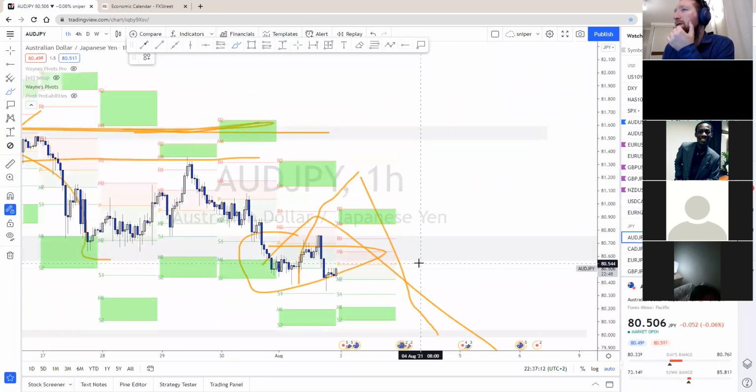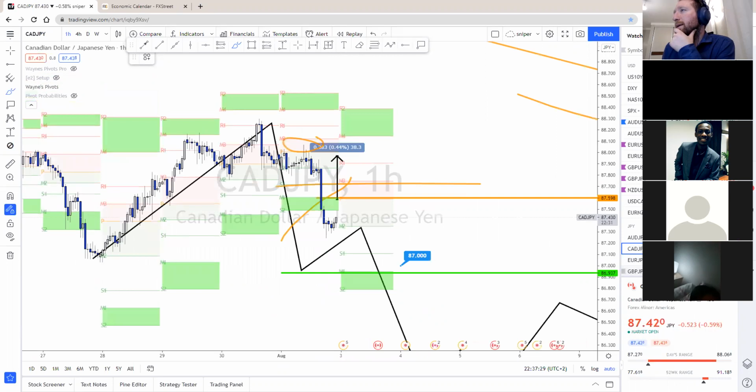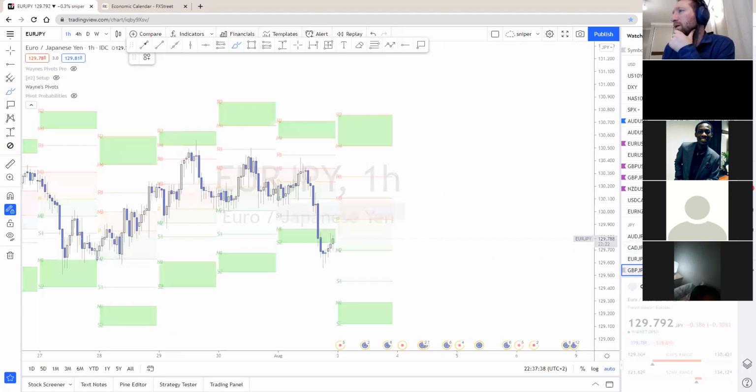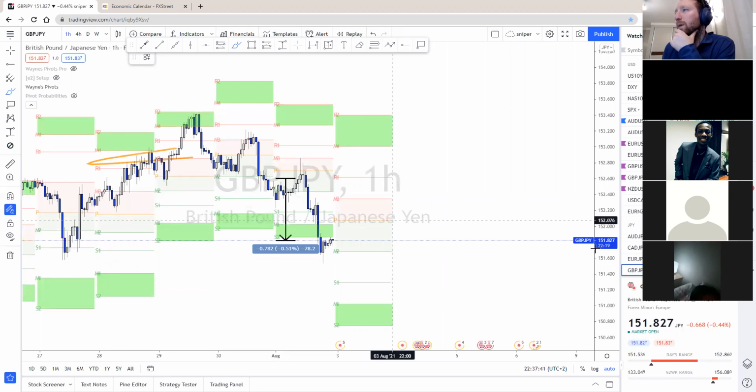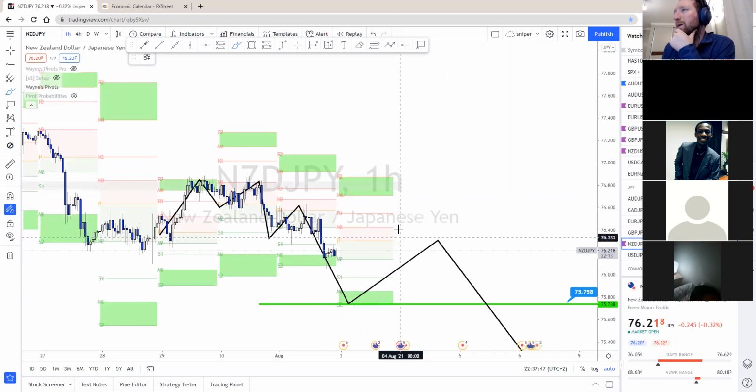Aussie yen. I would hope for it to come back up here though before we fall out. But maybe that's what you've been given. 80.62 if you are very aggressive. CAD yen, 87.60. Euro yen, 129.95 or 130, sorry. Yeah, pound yen done it. New Zealand yen. Okay, you can maybe sell around 76.40 if you really feel like it, but that's kind of up to you.